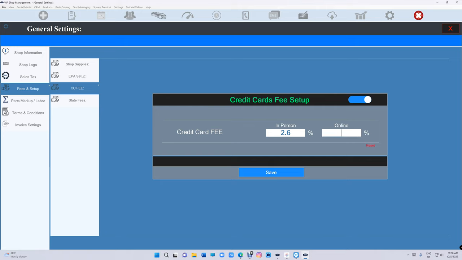So with Square, in person is 2.6 plus 10 cents, so I would definitely make it 2.7, and online is 3.6, I believe. I'm not sure, don't call me on that, 3.6, but I know it's over 3, so I would put 3.7. So you have 2.7 and 3.7. Let's see how that works.